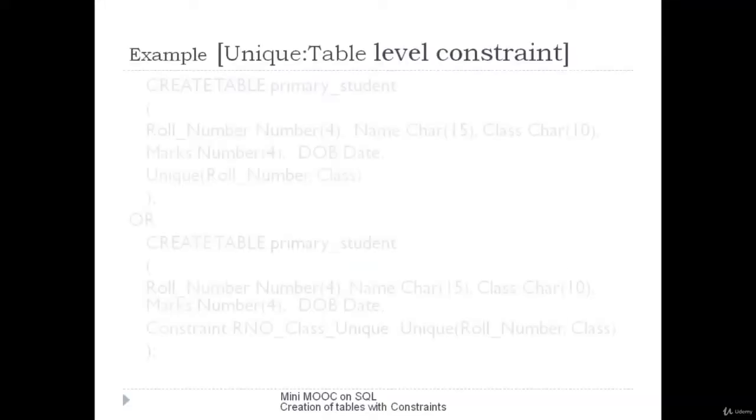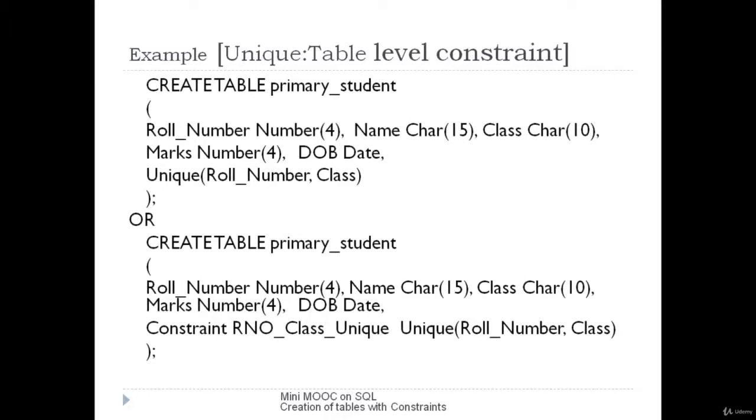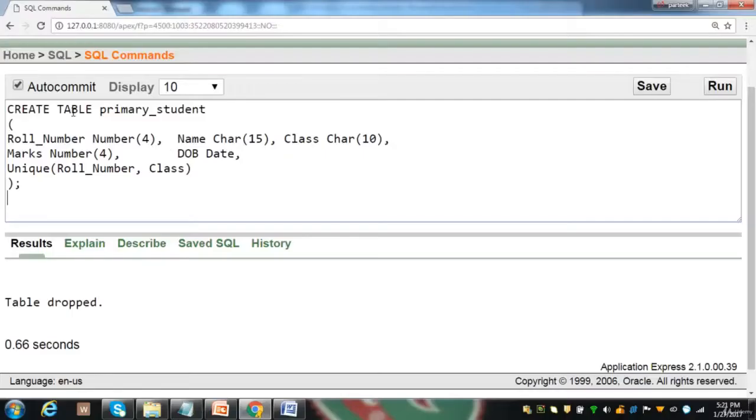To make the roll number and class combination unique, as in the case of a primary school database, we can use this statement. Here, unique is a table level constraint and it has been applied on the roll number and class combination. We can specify a table level constraint after specifying all the columns. We can also specify our own unique constraint name for this table level constraint. Let us demonstrate this concept in SQL. Let us create the primary underscore student table where the unique constraint has been applied on the roll number and class combination.